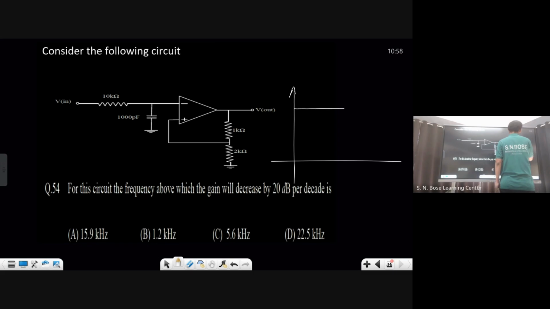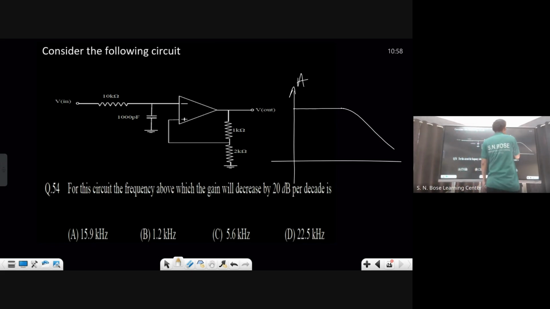Low pass filter. It will roll off here. Actually, this is supposed to be gain RF by R1. Am I right? Gain is 1 actually. Fine. Highest gain is 1. You got it. This is not producing any extra gain.